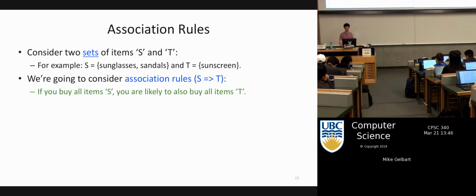So if you have some set of items, in this case sunglasses and sandals, and some target item like sunscreen, then association rules are rules of the form: if I bought these things, then I'm probably going to also buy this other thing, or that tends to happen. And we have to be a bit careful about causality, but we're just looking for associations here.